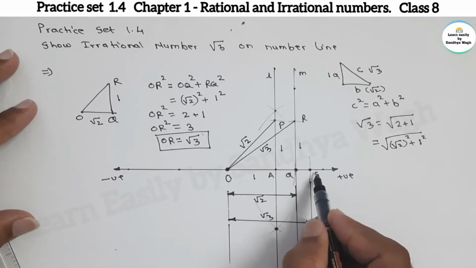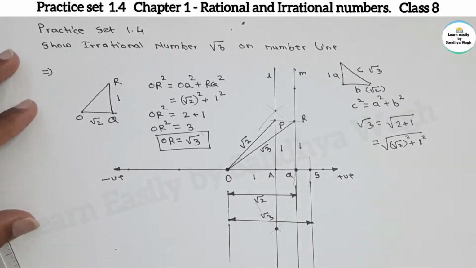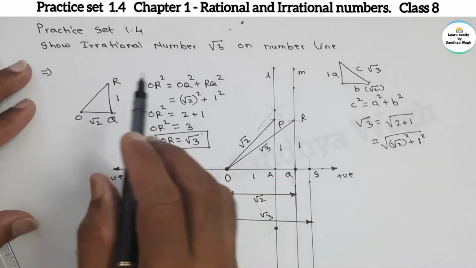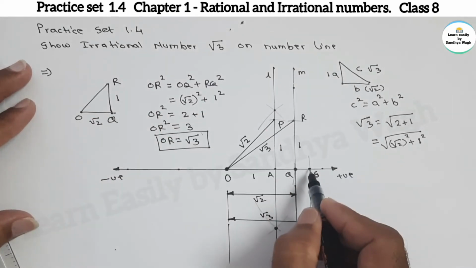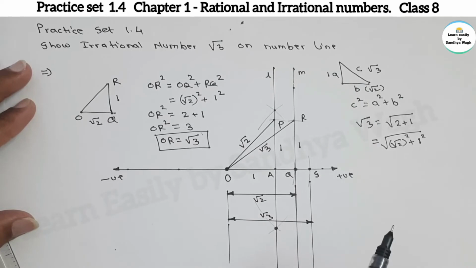So OS is also root 3. Thus we have marked irrational number root 3 on the number line. This distance is root 3.